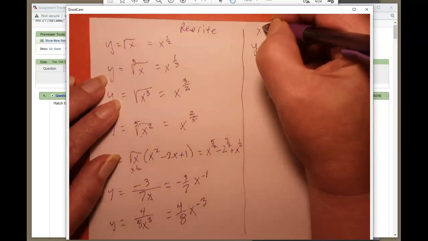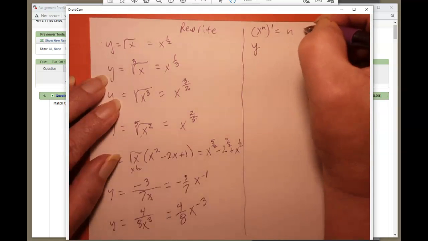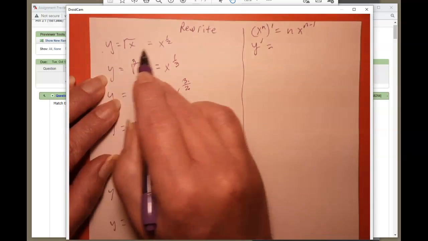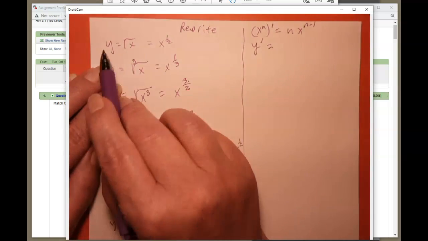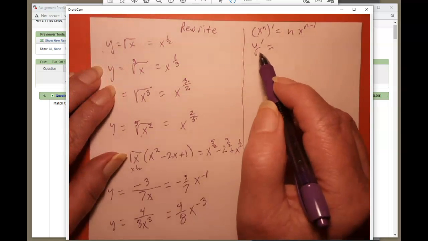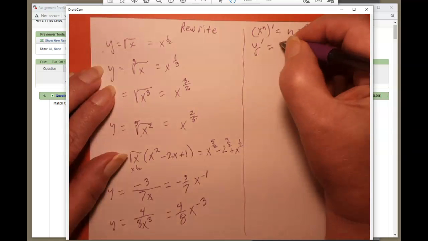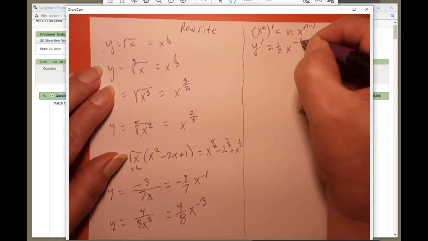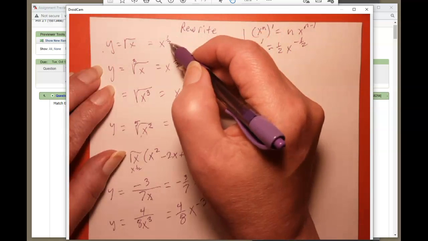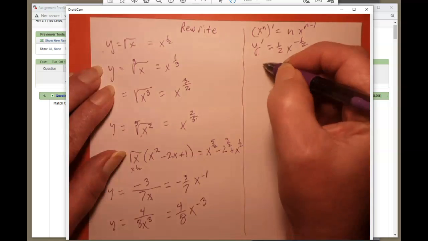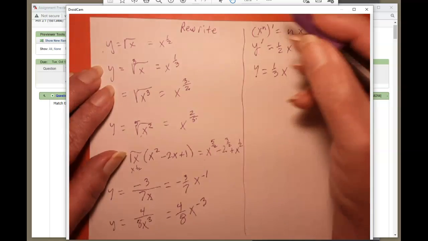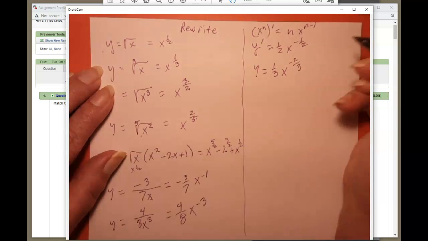That's x to the n prime is equal to n x to the n minus 1. So y prime, now I'm taking the derivative of this whole equation. And in WebAssign, they give you the y prime. I won't give it to you on your paper. You'll have to write that. So y prime is equal to 1/2 x to the negative 1/2. Here there's a trick. If you're taking this minus 1, you'll do 1 minus 2, which gives me a negative 1/2. Y prime is equal to 1/3 x to the 1 minus 3 gives me a negative 2/3.